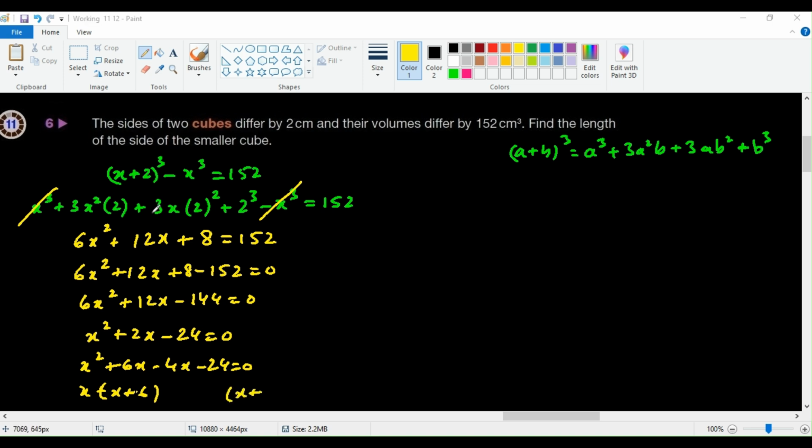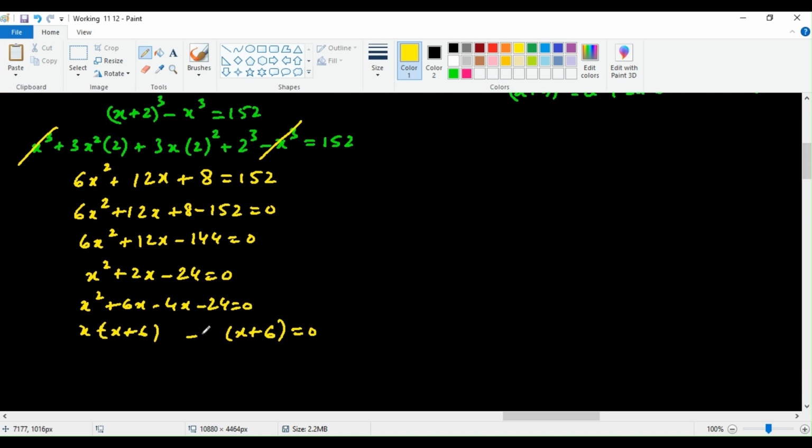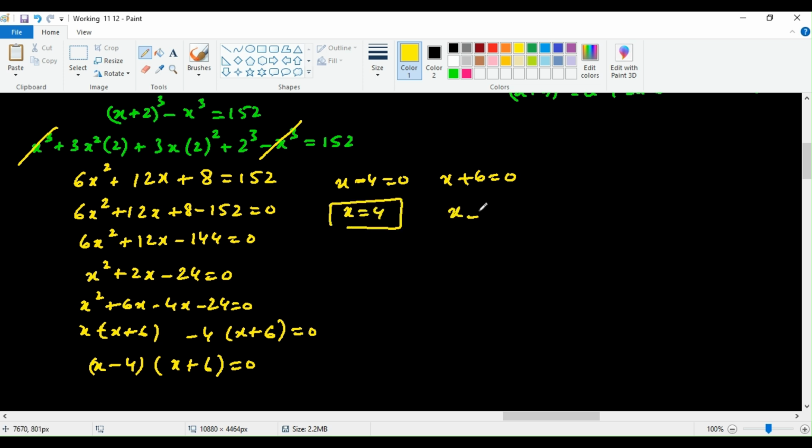Copying this down, x plus 6 as the first factor equals 0, and the third term is going to be x minus 4 as another factor, and x plus 6 is going to be the other factor. That means x minus 4 equals 0 and x plus 6 also equals 0. That means x equals 4 and x equals negative 6.